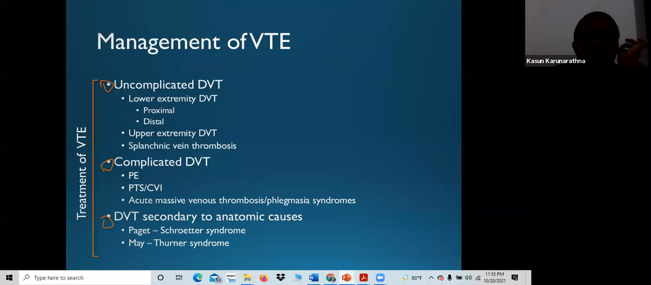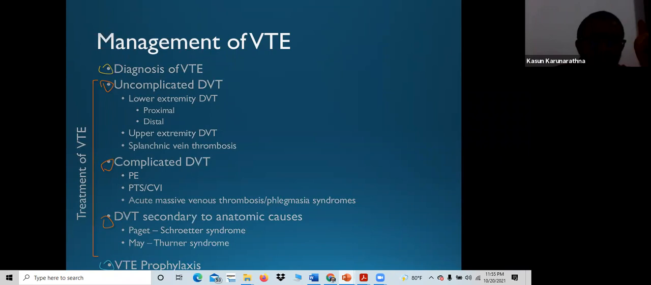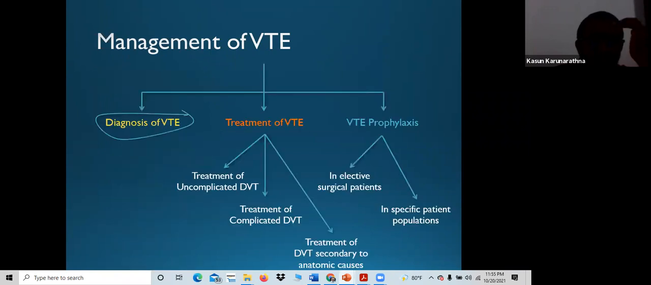Management of uncomplicated DVT depends on the diagnosis, then categorize this as uncomplicated, complicated, or DVT secondary to anatomic causes, and there's a place for DVT prophylaxis as well. Treatment of DVT, venous thromboembolism, again depends on the severity, whether it is uncomplicated, complicated, or anatomical derangement.